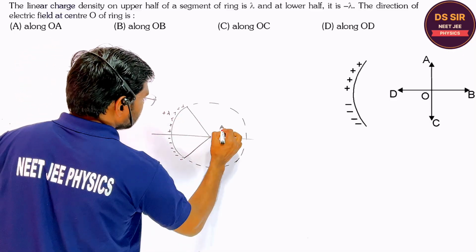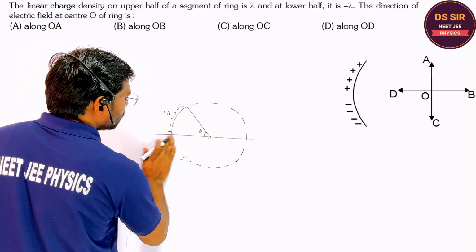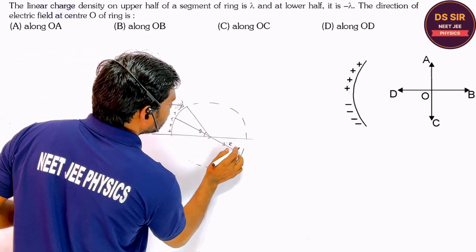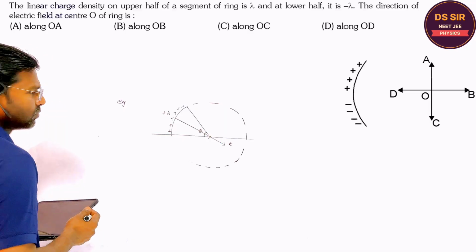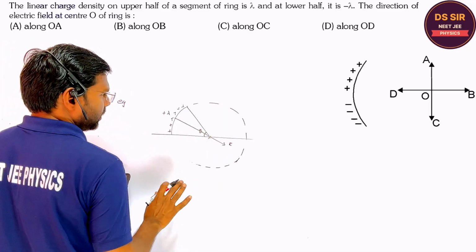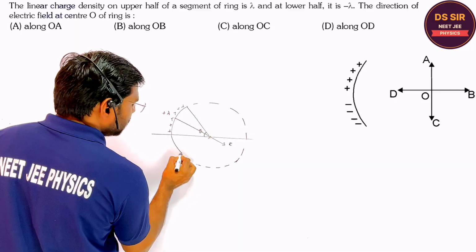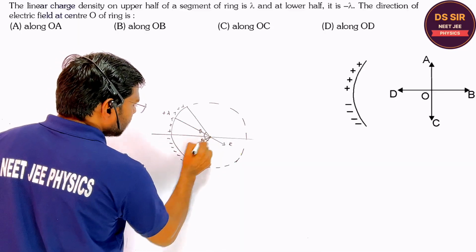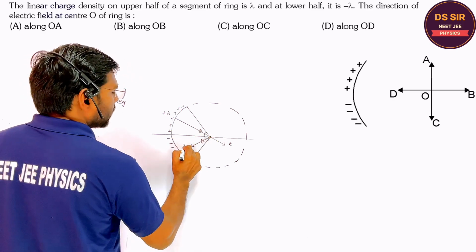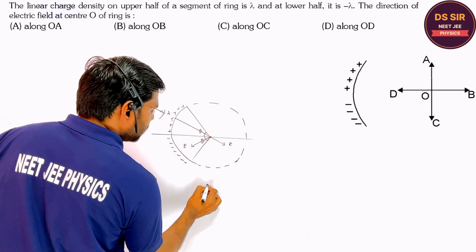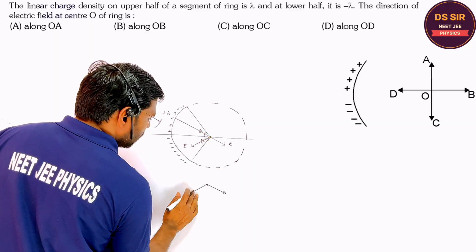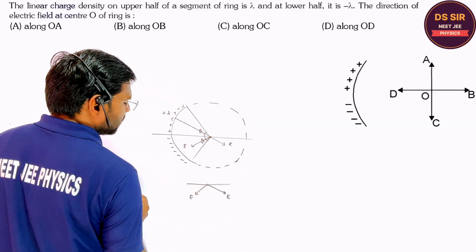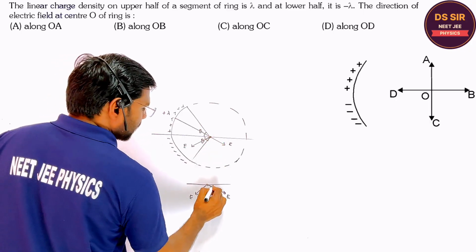Suppose this angle is theta. Because of this portion, the electric field is in this direction. What is the magnitude? They are not asking. But if you consider this angle theta and this is the negative part, the electric field is in this direction. So here, the two electric fields are equal, each is E, and suppose this angle is 2E.